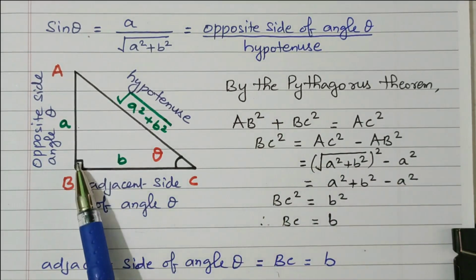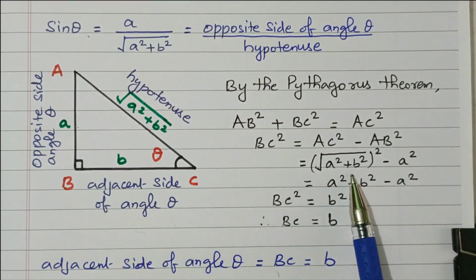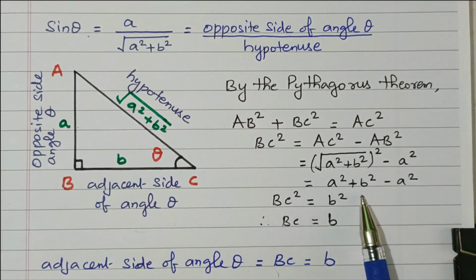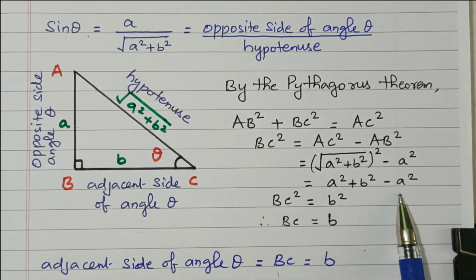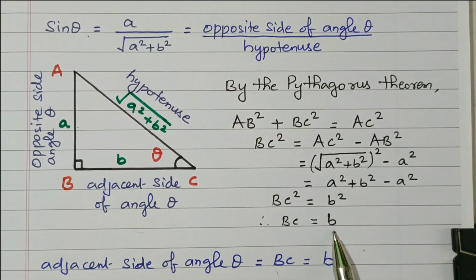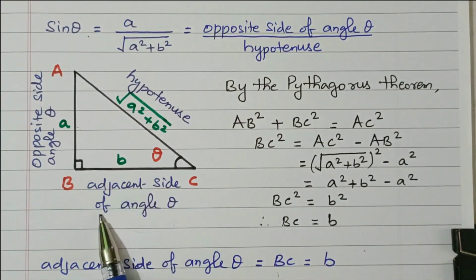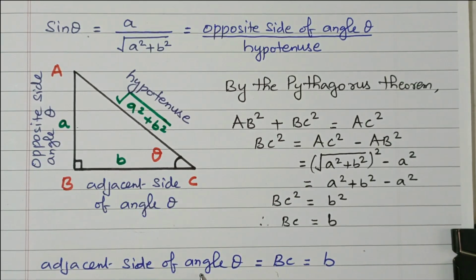AB is nothing but a, so a square. Square root of a square plus b square the whole square is nothing but a square plus b square, minus a square. So this a square got cancelled, only we have b square. So BC square equals b square, so BC equals b. So now we calculated the value of BC, that is the adjacent side of angle theta. BC equals b. Now we got the adjacent side also.